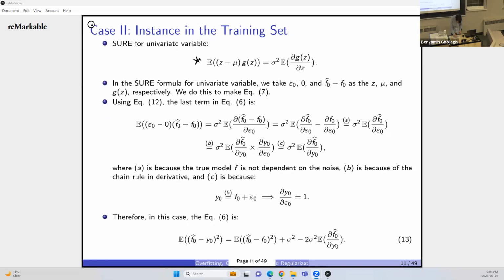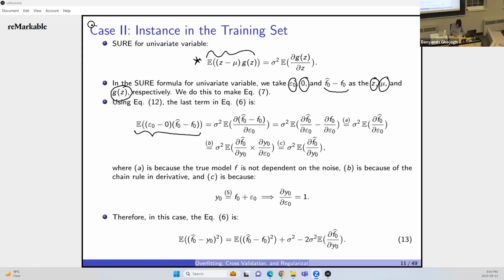So I'm repeating it here. Now I've closed the parentheses. I'm going to use this formula. Okay, so here, in our case, rather than z, I put epsilon 0, the noise. Rather than mu, I put 0. Rather than g of z, I put f0 hat minus f0. Let's put all of these in the Stein's lemma in its left-hand side.